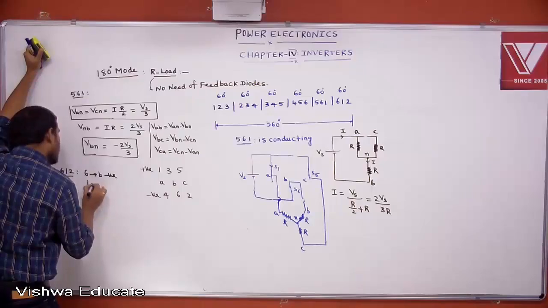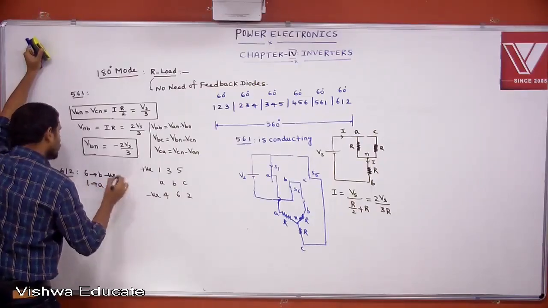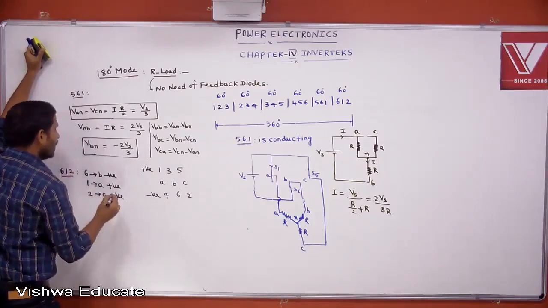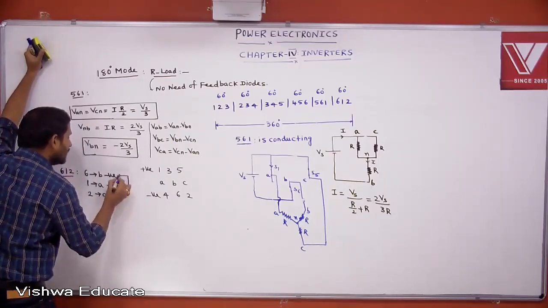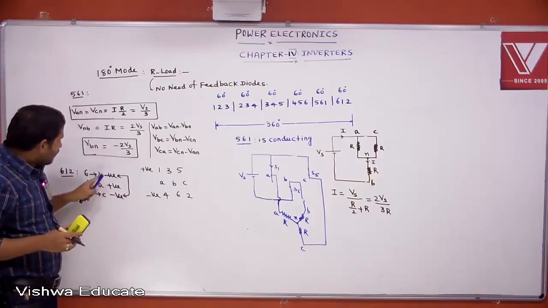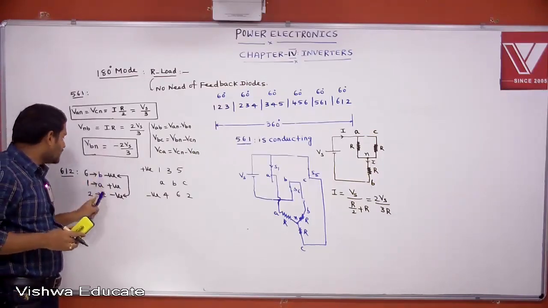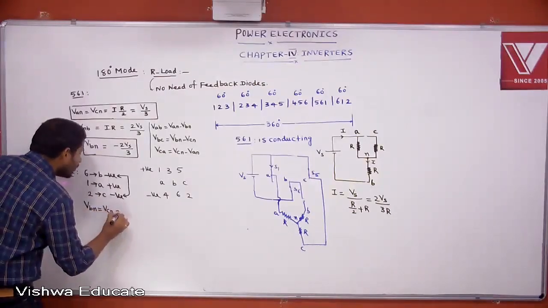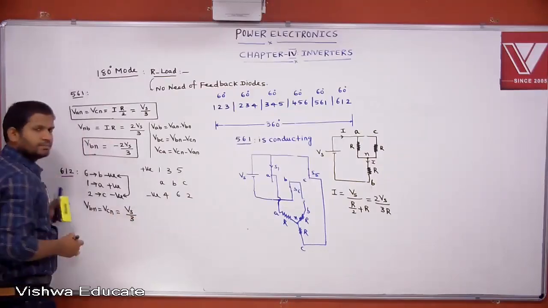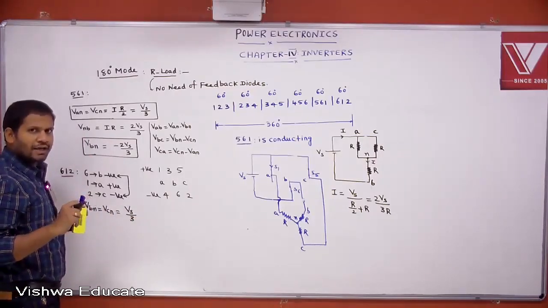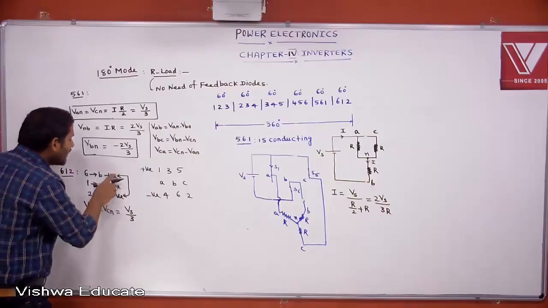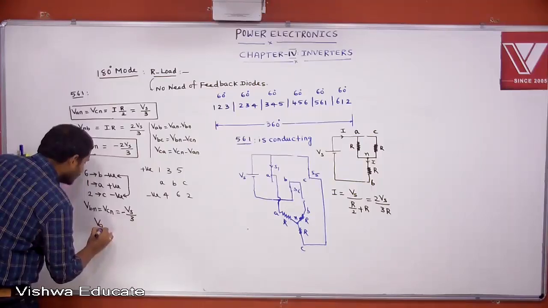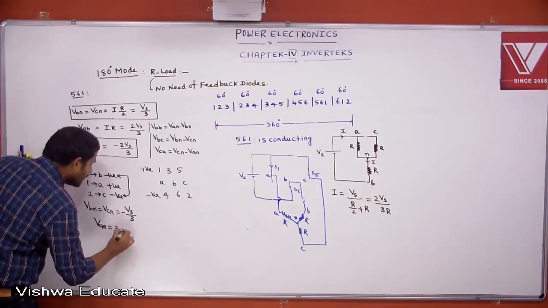1 means which phase? A phase, positive group. 2 means which phase? C phase, negative. Now B and C are connected to the same plate, the negative plate. If B and C are connected to the same plate, then both are equal. VBN equal to VCN equal to Vs by 3, by that observation I gave. But it is connected to negative plate, that's why you take minus. Then what is VAN? VAN equal to 2 by 3 Vs.